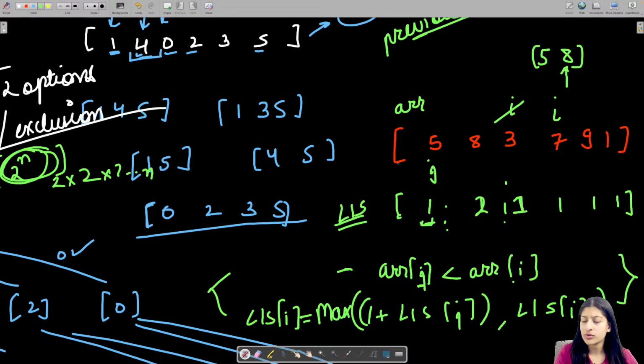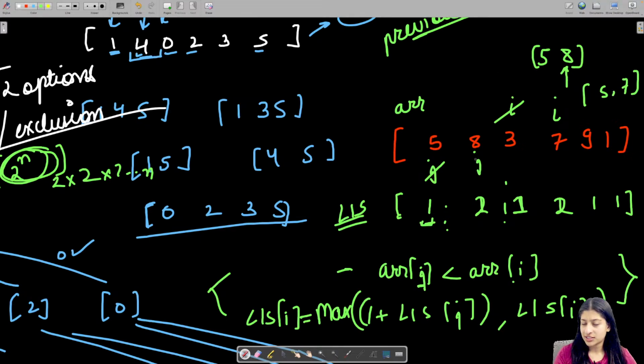When you are here, you compare what is the value at LIS of J. It's 1. So you add yourself, so the length will be increased by 1. 1 plus 1, it will become 2. Move your J to the next index. This tells me that I have formed a subsequence with 5 and 7 so far.